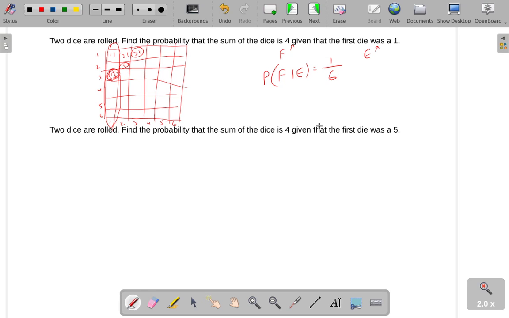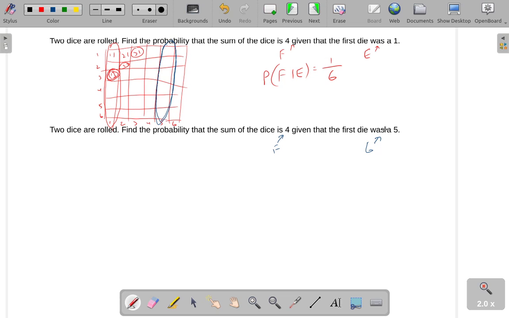All right, if two dice are rolled, find the probability that the sum of the dice is a 4, given that the first die was a 5. So in this case, we know that the first die was a 5. We know we're somewhere in this column. So let's call this, sum of the dice is 4. I guess we already called that F up above. The first die was a 5. Let's call this G, since we've already used E up there. E, F, G, sure, why not?